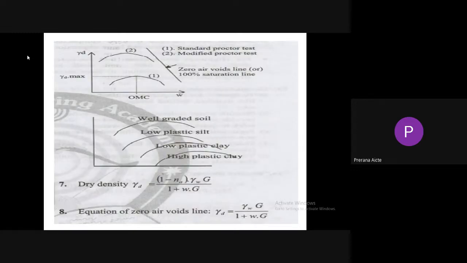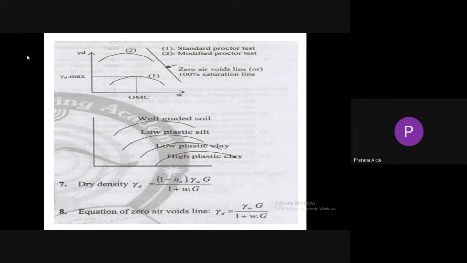Here you can see the compaction results for the standard Proctor test and the modified Proctor test. The first curve is indicated by the standard Proctor test. The second curve is indicated by the modified Proctor test. In the case of the first curve, you can see the optimum moisture content is more and maximum density is less. In the case of the modified Proctor test, the optimum moisture content reduces and maximum density increases.